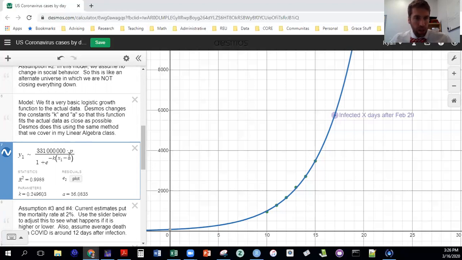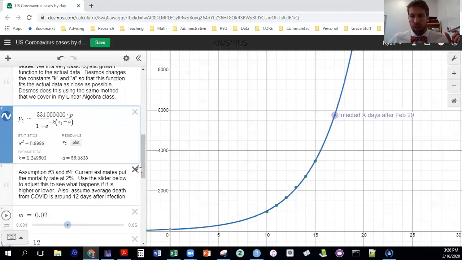Then Desmos changes k and a, so that's how it fits the function. It changes little k and little a so that this blue line most closely fits those points. And if you're curious about how exactly that works, you can take my linear algebra course. It ran this past fall, and we covered this exact thing of how to fit curvy functions to data points by reducing the sum of squares.